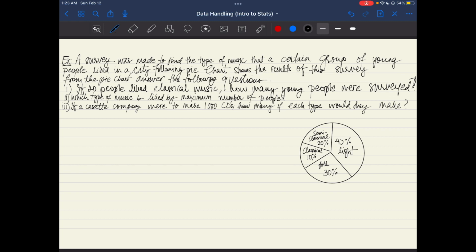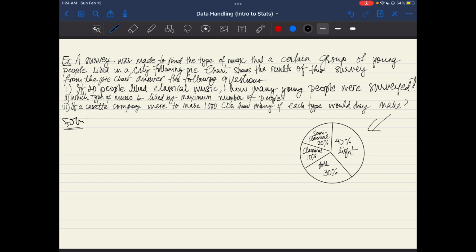The next question says, a survey was made to find the type of music that a certain group of young people liked in a city. Following pie chart shows the result of this survey. From the pie chart, answer the following questions. Number 1 is, if 20 people liked classical music, how many young people were surveyed? Number 2 is, which type of music is liked by maximum number of people? And number 3 is, if a cassette company were to make 1,000 CDs, how many of each type would they make? Okay, so let's start solving this question together. And again, we have our pie chart right here.